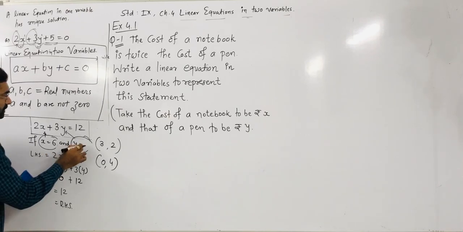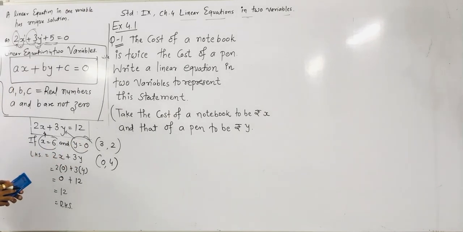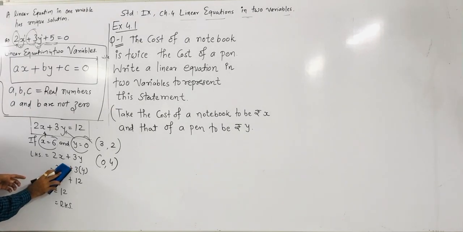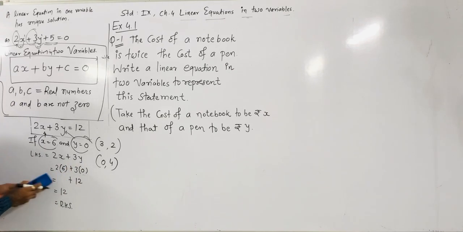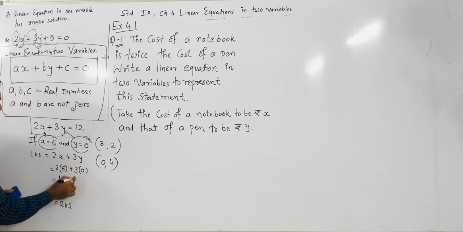Y is equal to 0. Right? So in that case, x value I have to put here 6 and y value I have to put 0. Right? So what do we get? 2 6s are 12 and here I get 3 into 0 is 0.